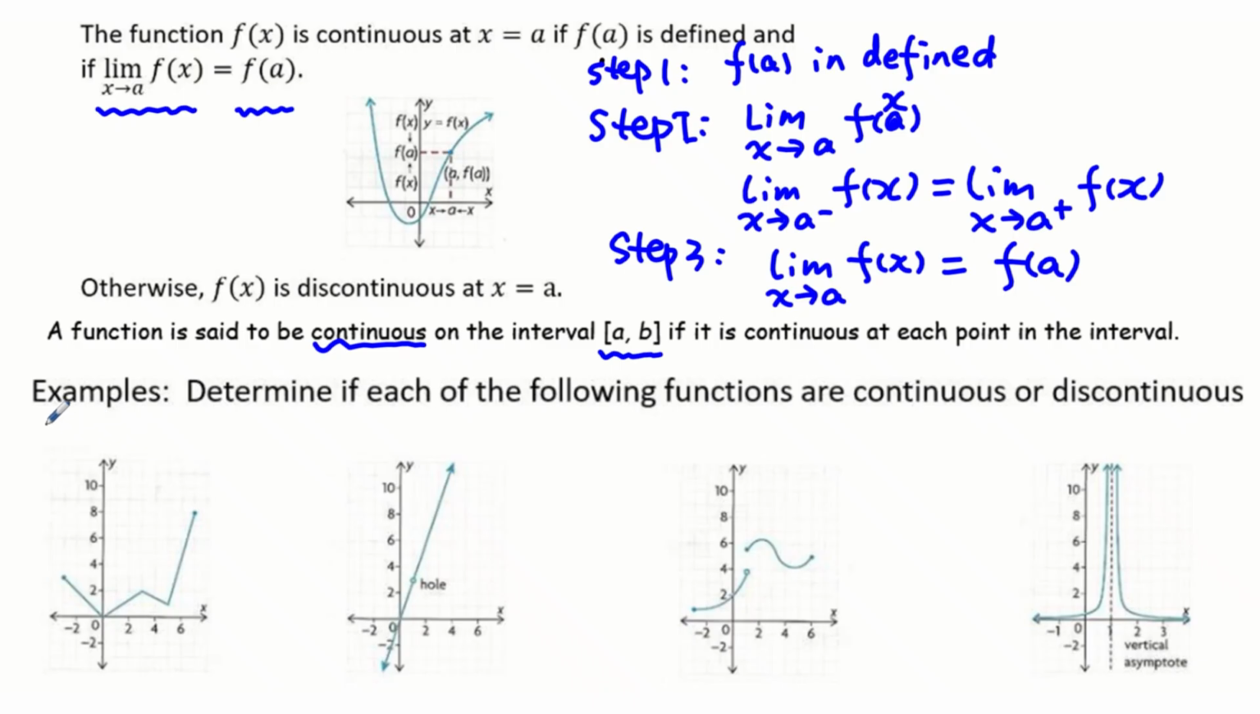The first question: if you can follow this graph and you don't have to lift your pencil, then this is continuous. At each point it's continuous. There is no jump, no gap, no break. And for this one, you will see there's a hole. So you go along the function from this side, then at the hole you need to lift your pencil in order to continue. So this is discontinuous.